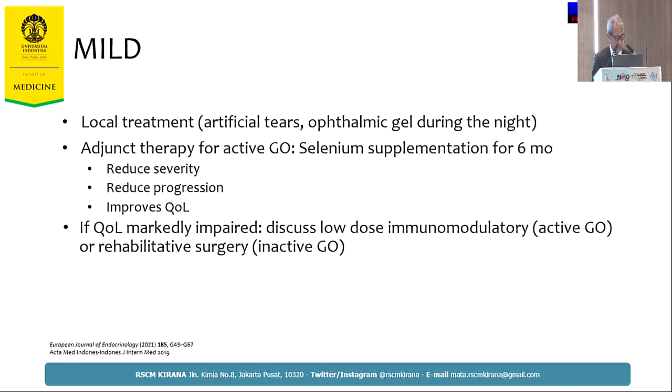In mild thyroid eye disease, we could give local treatments such as artificial tears and ophthalmic gel during the night. Adjunct therapy such as selenium supplementation could be given to reduce severity, slow progression, and improve quality of life. If quality of life is markedly impaired, we could discuss immunomodulatory therapy in active thyroid eye disease or rehabilitative surgery in inactive thyroid eye disease.